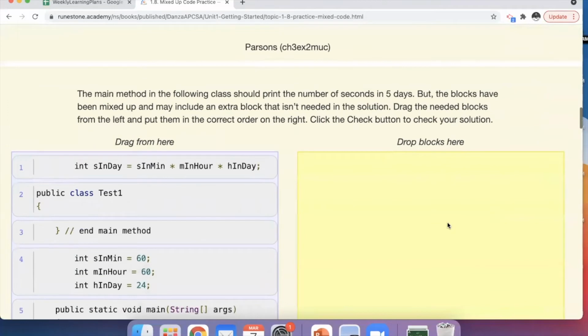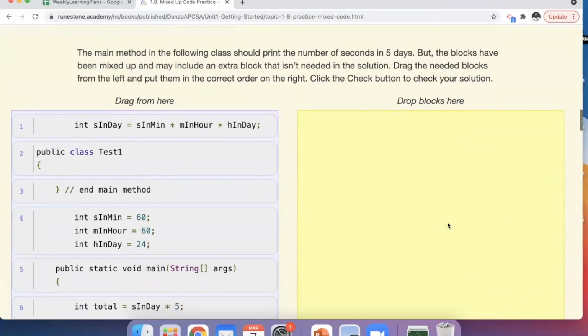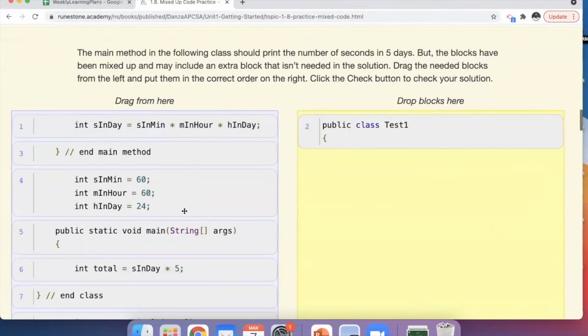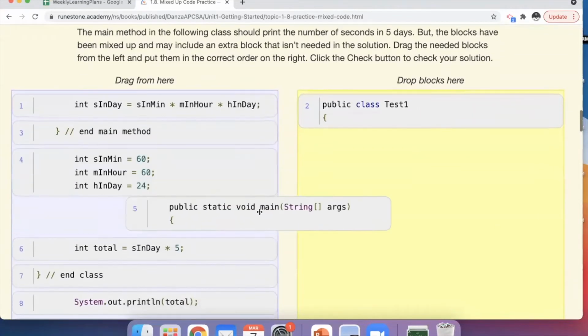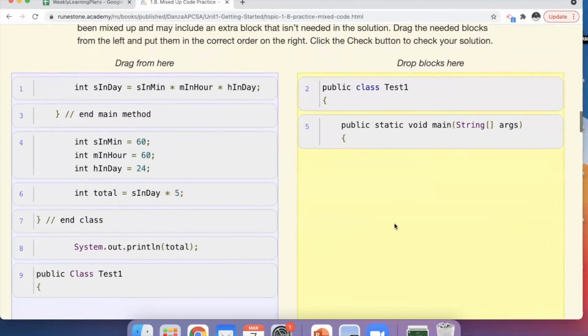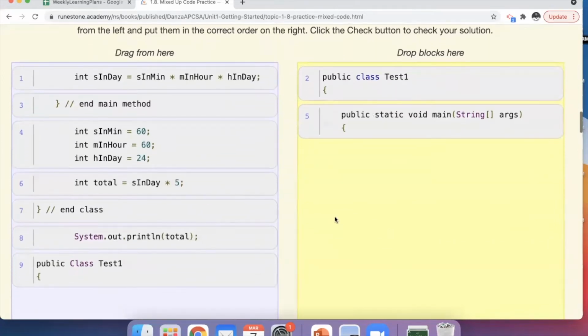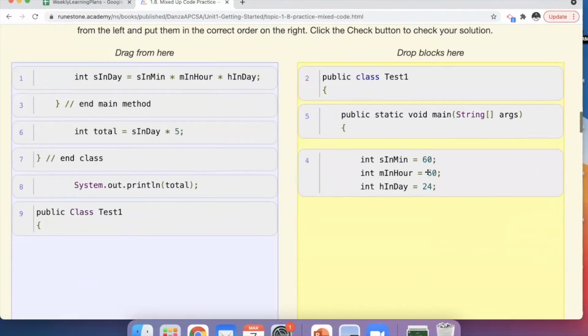All right, moving on. It says the main method in the following class should print the number of seconds in 5 days. It's a lot of seconds. So let's create, there's our class. Let's write our main method. That's how we would start off writing our program. And now we have some variables to initialize here.